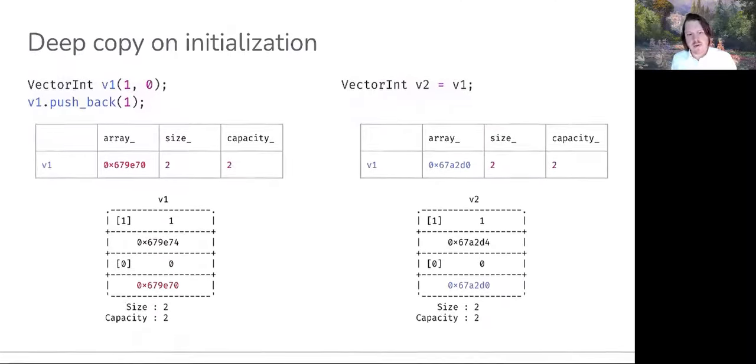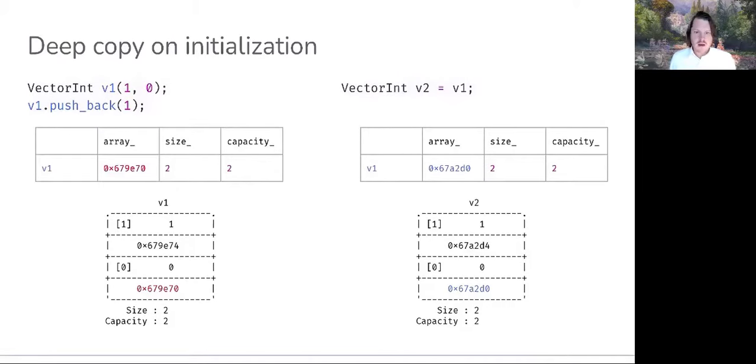So let's go ahead and see what this looks like on initialization. Let's say vector int v1 is going to start out with a single integer value within its dynamically allocated array, initialized to 0. We'll push back the integer value of 1. What's not shown here is the resizing that would have to happen, but effectively at the end of the push_back operation, v1 is going to be composed as follows.